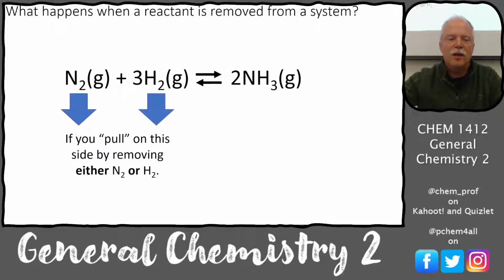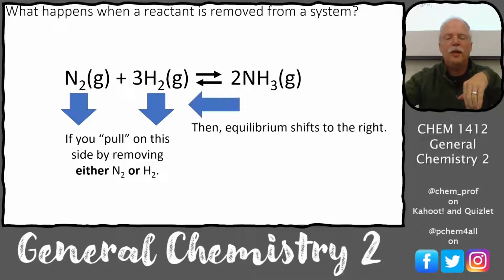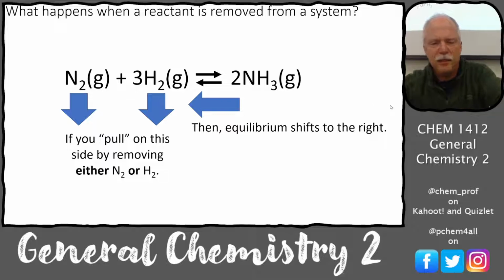So we'll actually go backwards, we'll make more nitrogen and more hydrogen. We could also pull on the reactants and move the reaction backwards. So if we had this system at equilibrium and we remove the hydrogen, remove the nitrogen, then the equilibrium will shift. It says to the right, it should say to the left. That's a typo. Oops.